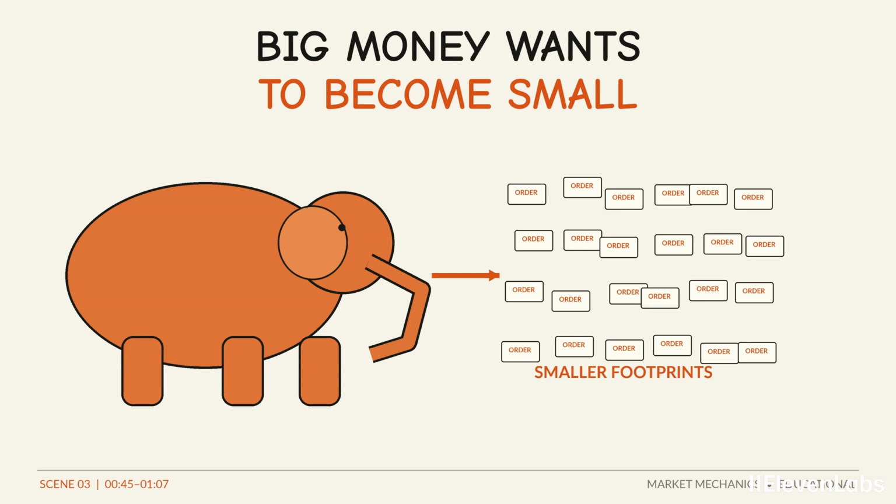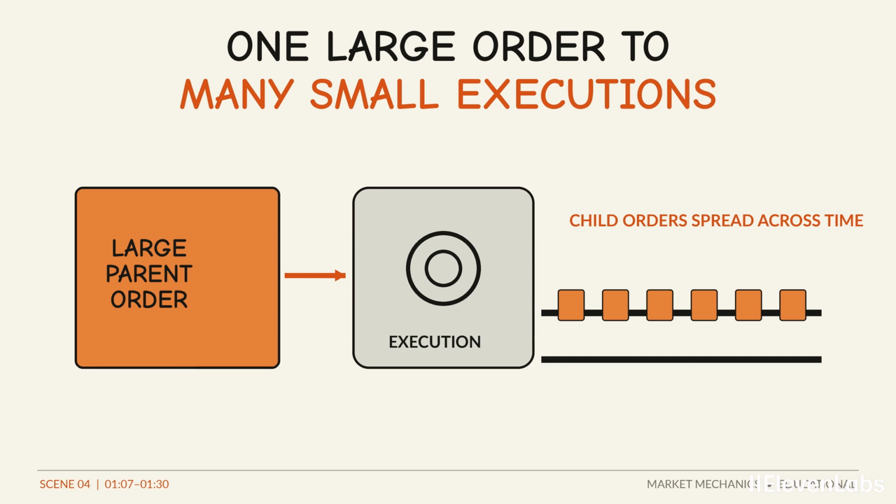One common solution is to break a large parent order into smaller child orders, execute them gradually, route them across venues, adjust the pace, and respond to available liquidity. What looks like hundreds or thousands of ordinary executions can therefore be part of one much larger institutional execution objective.